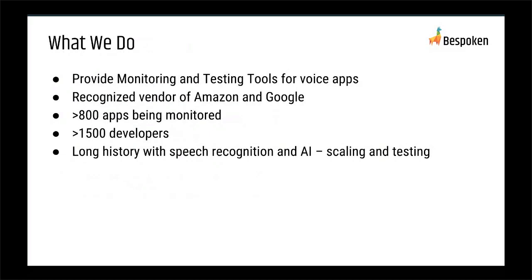And what do we do as Bespoken? We provide monitoring and testing tools for voice apps. We're very proud to be a recognized vendor of Amazon and Google. We have over 800 apps being monitored and 1,500 developers using our platform. And we have a long history with speech recognition and AI. We've been scaling it and testing it really even well before Bespoken and even before the Alexa and the Echo. And that experience that we have testing and working with speech recognition at scale, it really informs what we do product-wise at Bespoken.